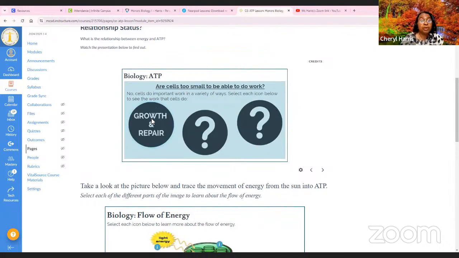All right, so why do we need energy? We need energy for growth and repair. We need it for cell transport because that system needs energy, and we need it for reproduction, okay, to make more cells.